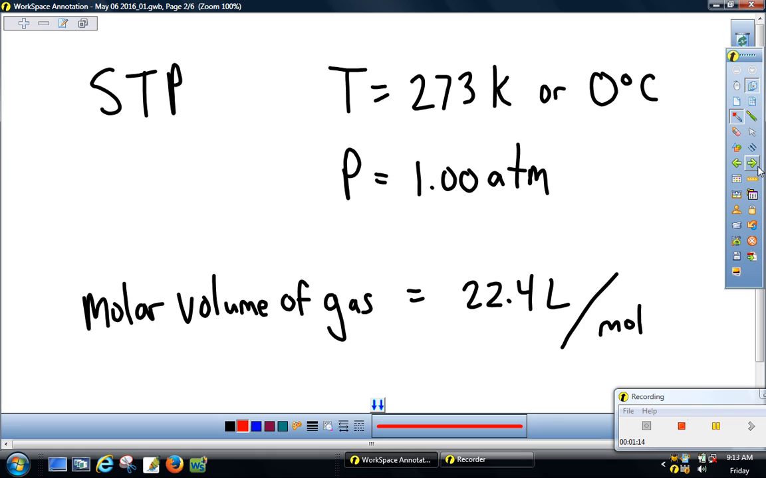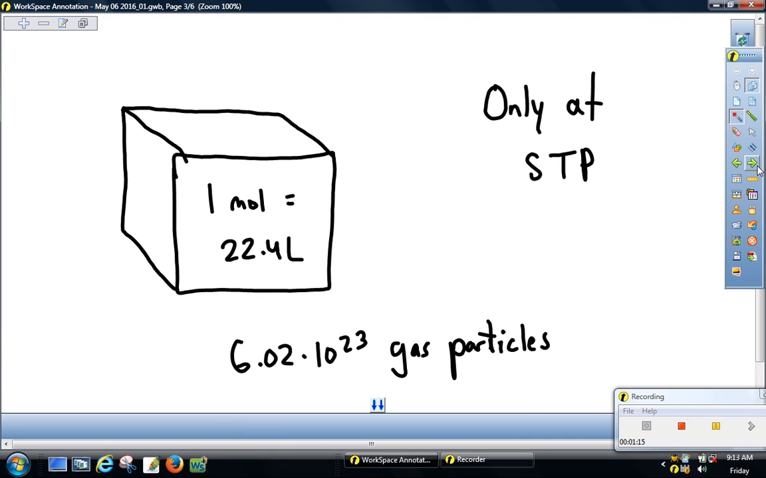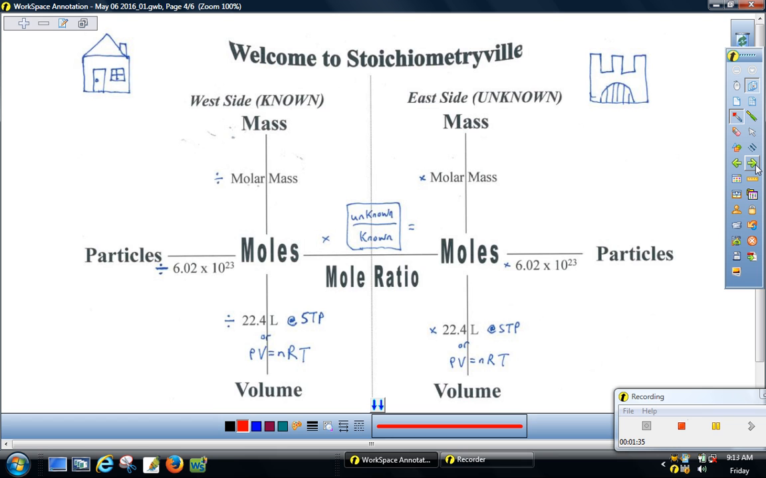So we can use that to do some gas stoichiometry as another conversion. And 22.4 liters, once again, 6.02 times 10 to the 23rd gas particles at STP will take up this much space. And that's about the size of a big beach ball, maybe a little bit bigger than a big beach ball. Alright, so this is our Stoichiometryville graphical organizer.